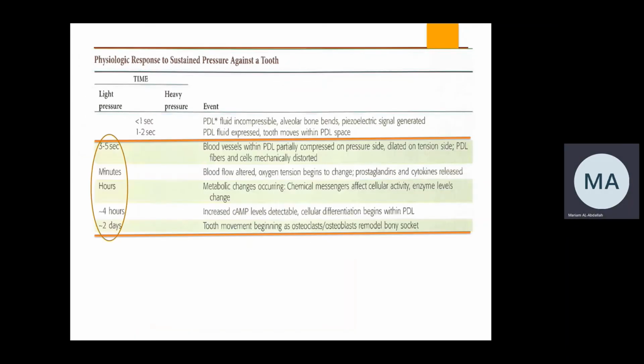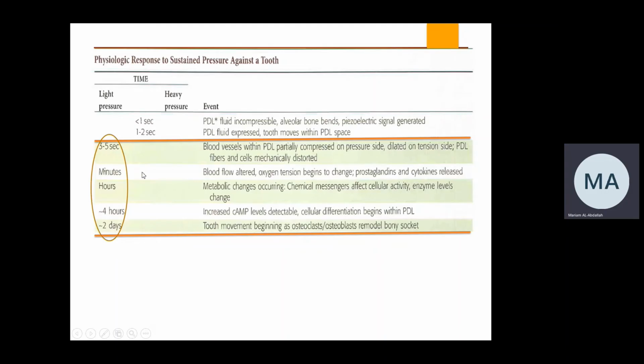Right. So let's continue with our light orthodontic pressures. After this, between the third and the fifth seconds, what happens is that the blood vessels will be compressed on the pressure area and dilated on the tension area, as we said, and the periodontal ligament fibers and cells will be mechanically distorted, and then we will have the cascade of events that we talked about.